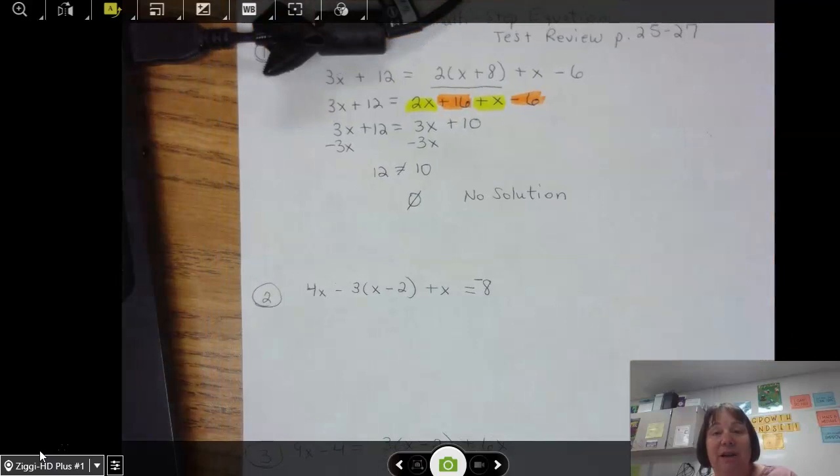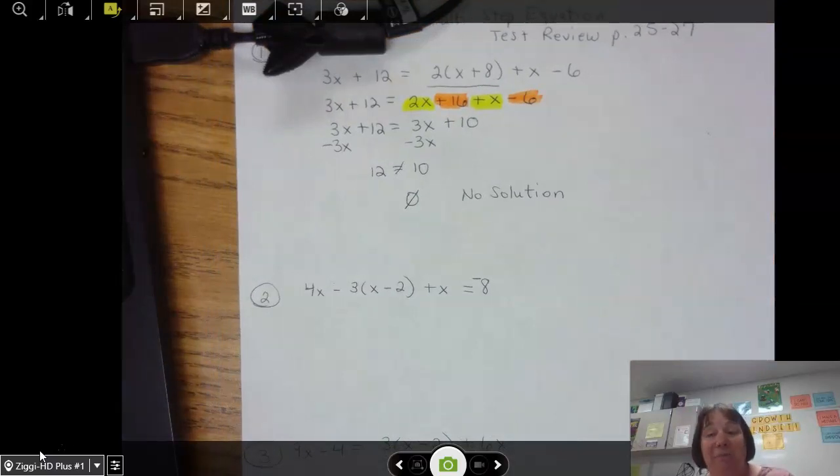Okay, this is the kind of work we want to see on your papers. So you're going to be taking a picture of some of the work that you've done and submitting that. As teachers, we can't help you unless we can see where you're making your mistake. That's why we need to see the work.